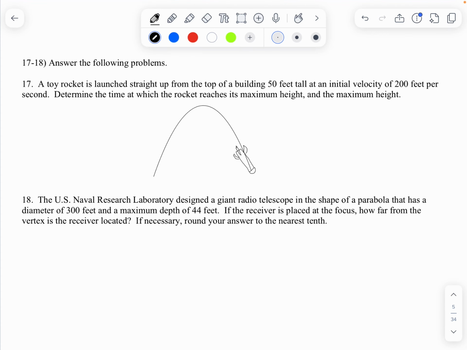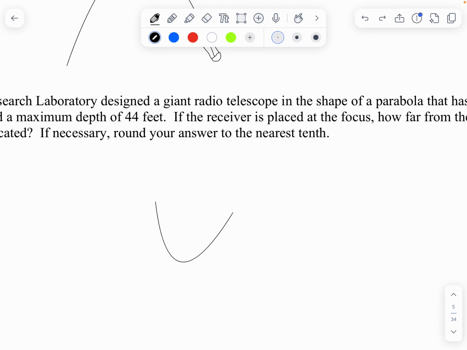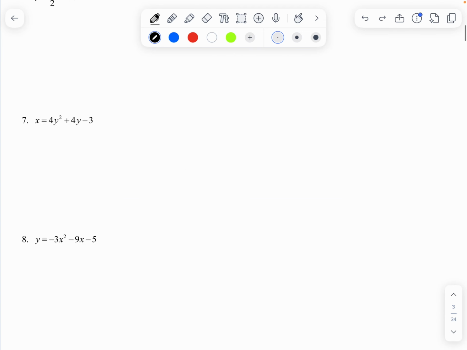So that's one application, and then a radio telescope. Basically, the foci is here, so everything would bounce off evenly. Coming in, coming out. Also, if it bounced off like this. Yeah, so that's how you use the foci. Yeah, that's some technical application.